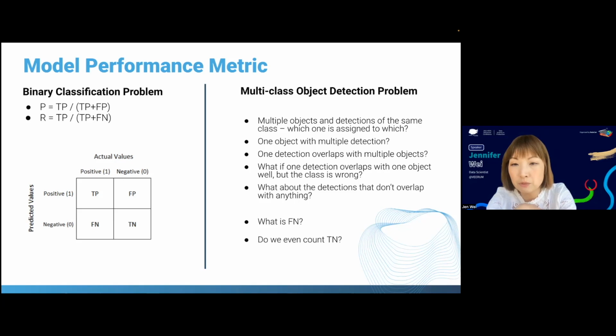And also, what if one detection overlaps with one object? The overlap goes well, but the class is wrong. And how about the detections that don't overlap with anything? Furthermore, how would I define false negative? Do we even count true negative? In other words, what does negative even mean?